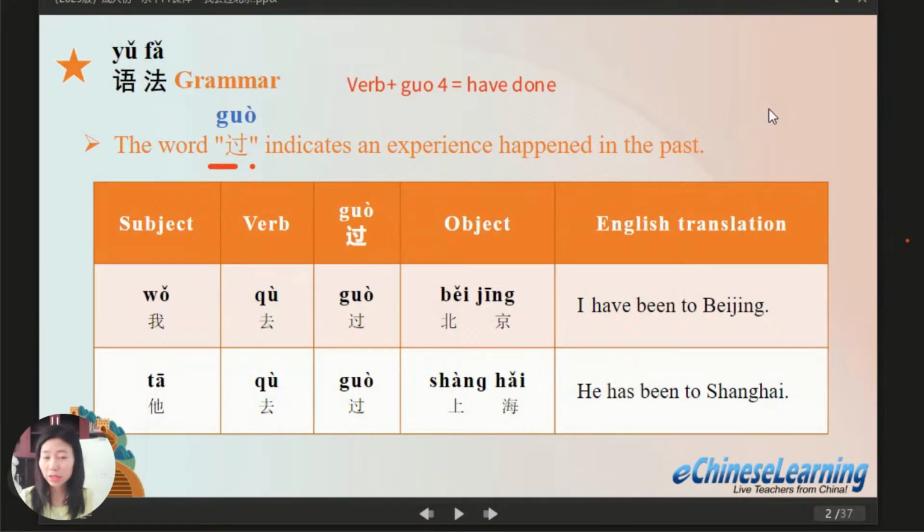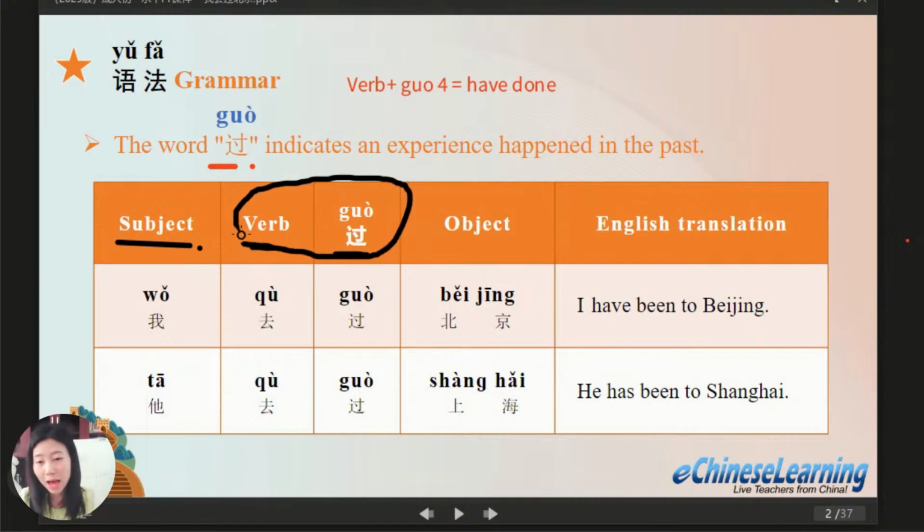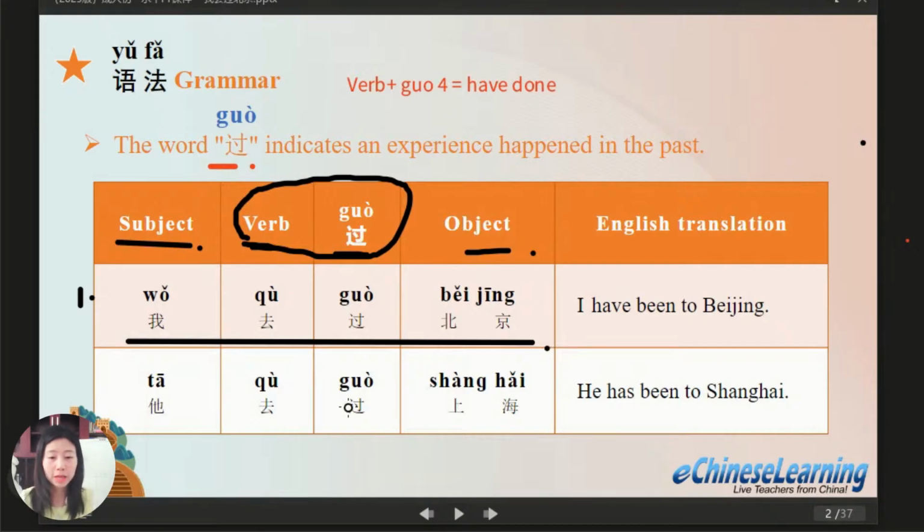Let's put that into a sentence. We can see here the Chinese structure. The first one is the subject. Second is the verb and the 过. We just put this part after the subject. Then we add the object. This is the basic structure in Chinese. For example, how can we say I have been to Beijing? That would be 我去过北京. Just like that. 我去过北京.